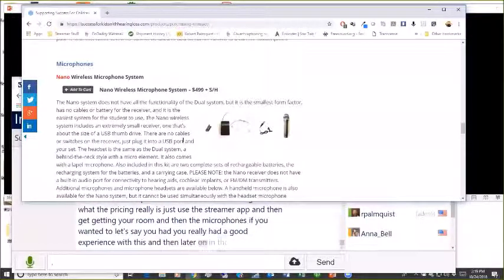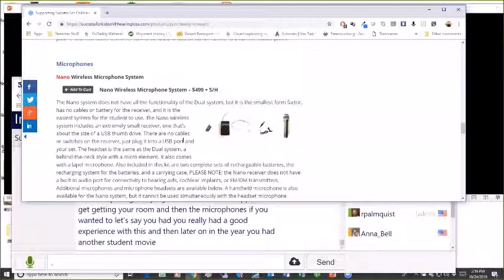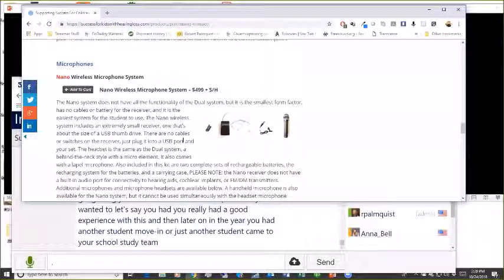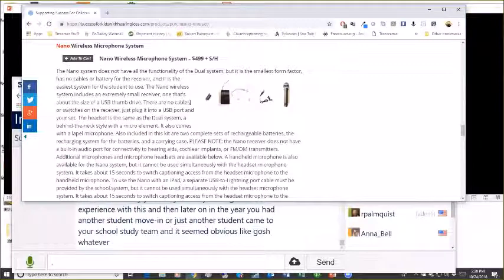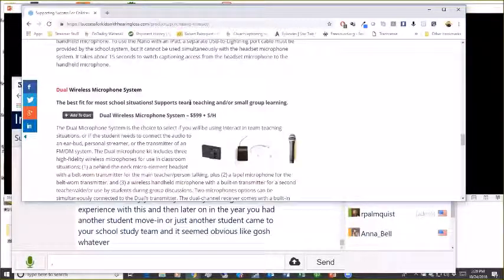If you wanted to, let's say you really had a good experience with this, and then later on in the year you had another student move in, or just another student came to your school study team and it seemed obvious, like, gosh, maybe this kid could really use captioning. We have a room, gee, maybe our primary student doesn't use it for 2 hours a day. How about if we give it a try for this kid? And it looks like we would really like to be able to just have another microphone for that use.